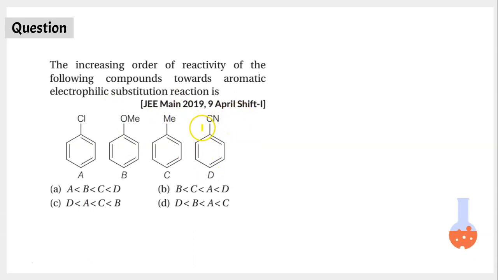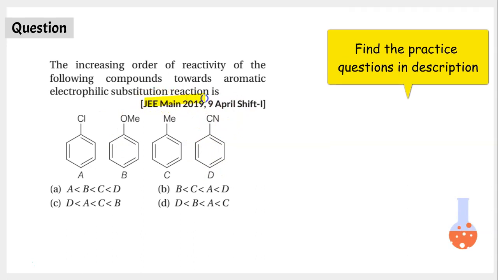And this question is being picked up from the question paper of Mains 2019, 9th April, Shift 1. So this is like a 2 years back question. And anyway, let's take a look at the molecules. The first one is chlorobenzene, second one is methoxybenzene, third one is methylbenzene, fourth one is cyanobenzene. So these are all benzenoids, they're all substituted benzenes. And look at the substituent that you have here. In the first case chlorine, second case methoxy, then methyl followed by cyano.